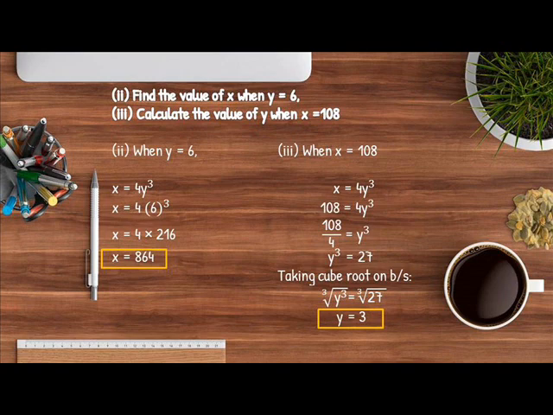But this is not our final answer because we are required to find the value of y and not y cube. In order to have the value of y, we will take the cube root on both sides, after which we will get our final answer, that is y equals 3, because 3 multiplied by itself 3 times gives us 27. So the cube root of 27 is 3, and that is our final answer.